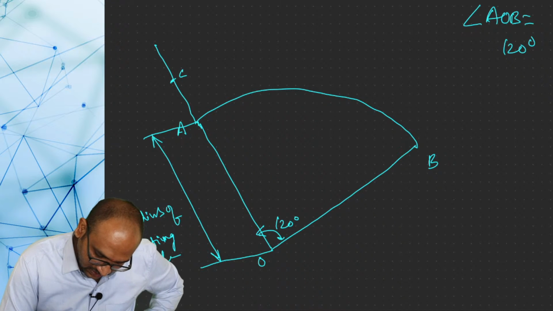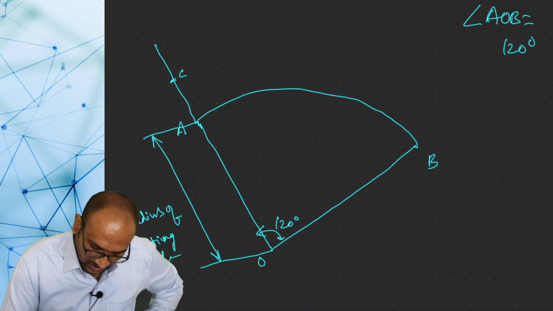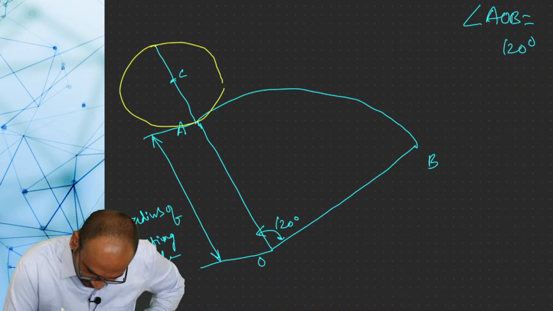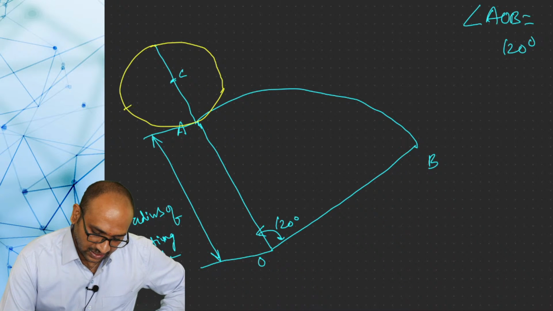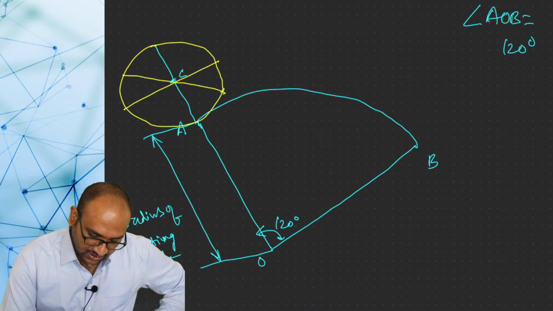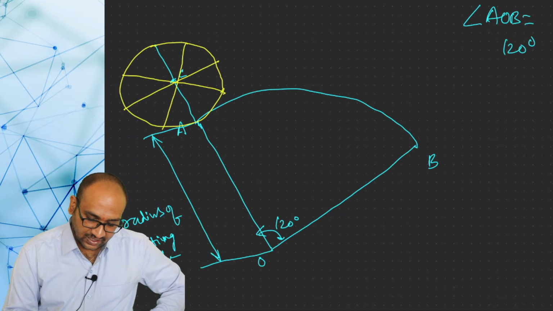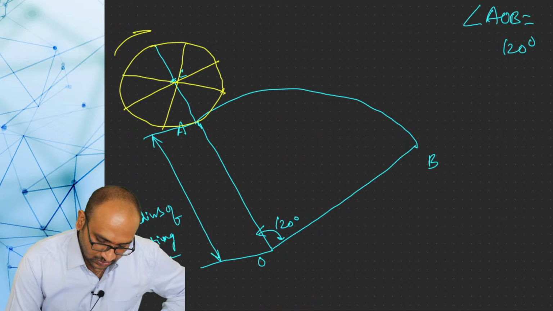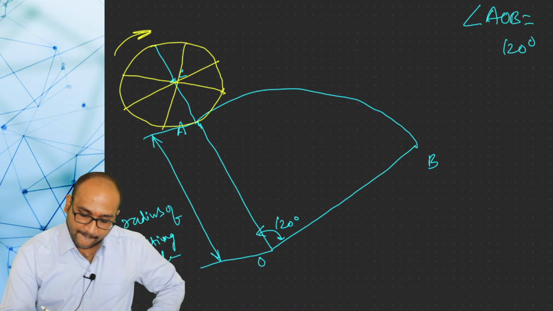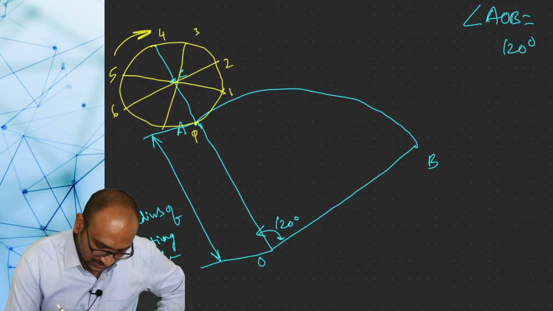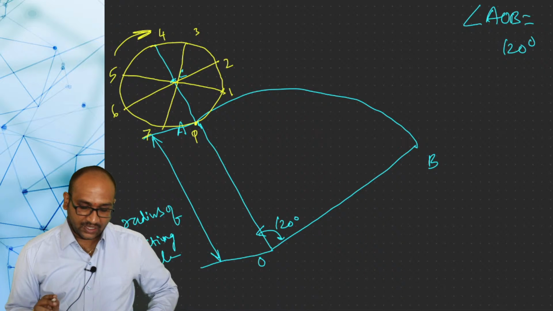I am giving the name C to this point. With C as center and CA as radius, you draw a circle like this, and you divide this circle into 8 or 12 equal parts. This is the rolling circle, and this is the directing circle. So the circle is rolling in this clockwise direction. This point is P, this point is 1, 2, 3, 4, 5, 6, 7, 8 or P.